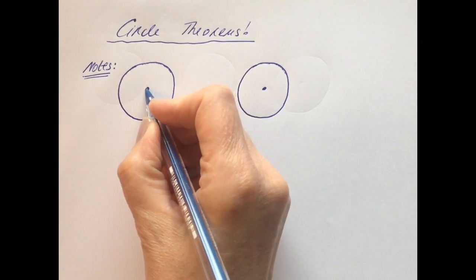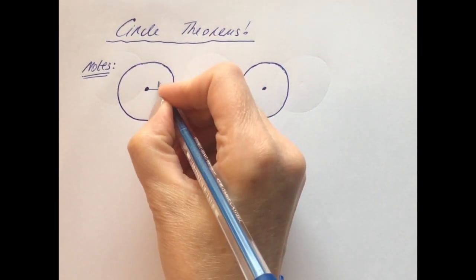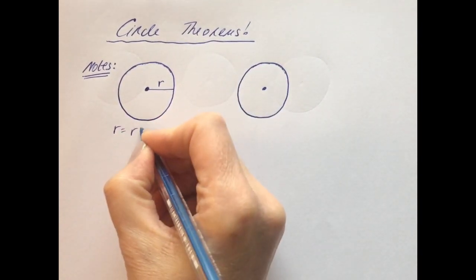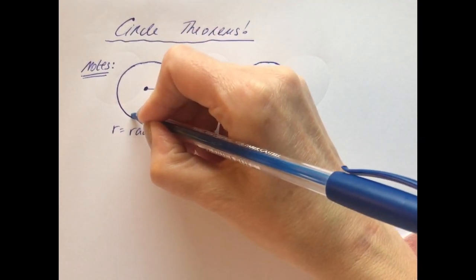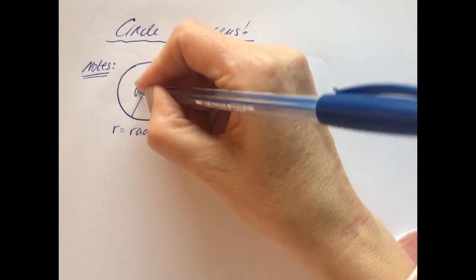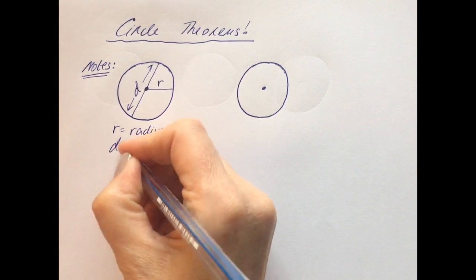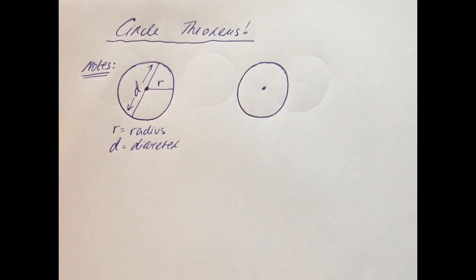If you have a line going from the center to the circumference, it is of course called a radius. Also, if you have a line that's going from one end of the circumference through the center to the other end, that is called a diameter. And the relationship between a radius and a diameter is that the diameter is double the radius.